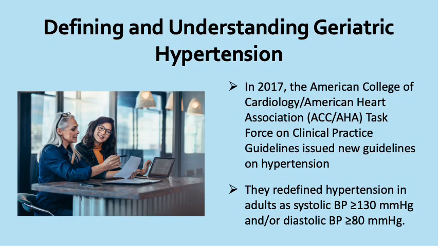In 2017, the American College of Cardiology / American Heart Association Task Force on Clinical Practice Guideline, also known as ACC-AHA, redefined hypertension in adults as systolic blood pressure greater than or equal to 130 millimeters mercury and/or diastolic blood pressure greater than or equal to 80 millimeters mercury.